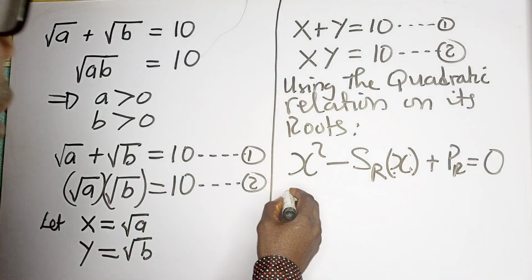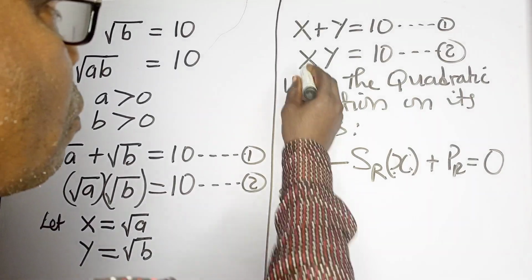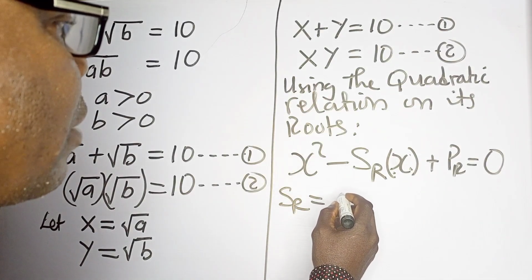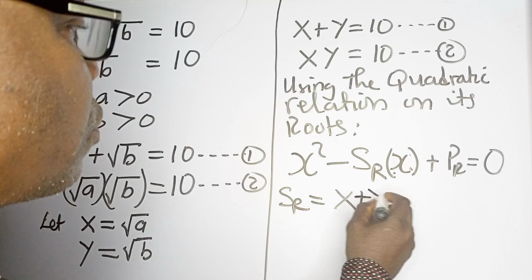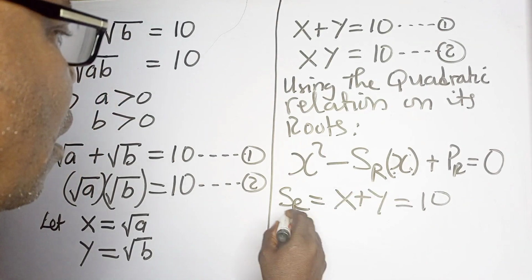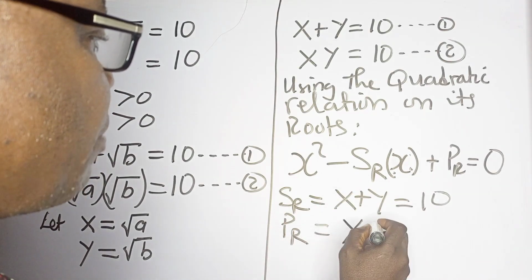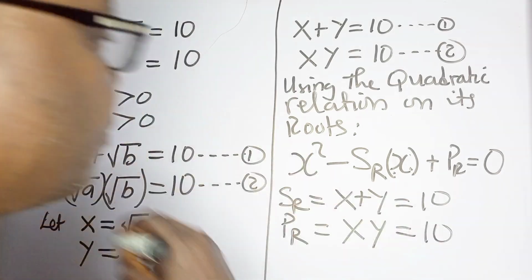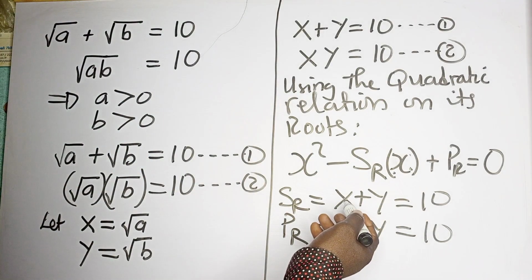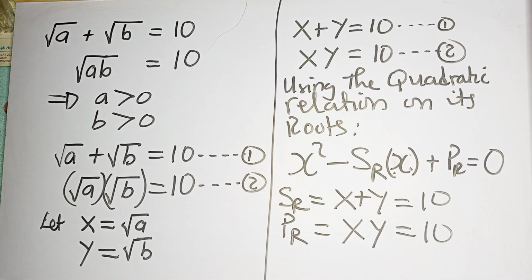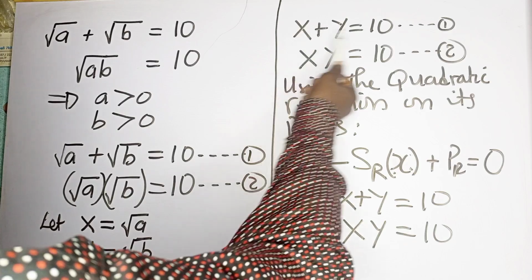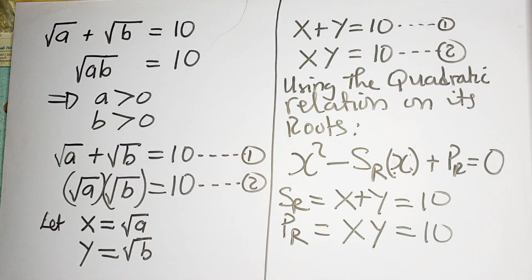Here we want to keep capital X and capital Y as our roots. Our sum of roots is X plus Y, which is 10, and our product of roots is the product XY, which is also 10. So here we want to treat capital X and capital Y as the roots of this quadratic equation that we want to form, since we can see sum of roots and product of roots. So we want to make use of this important information from quadratics.